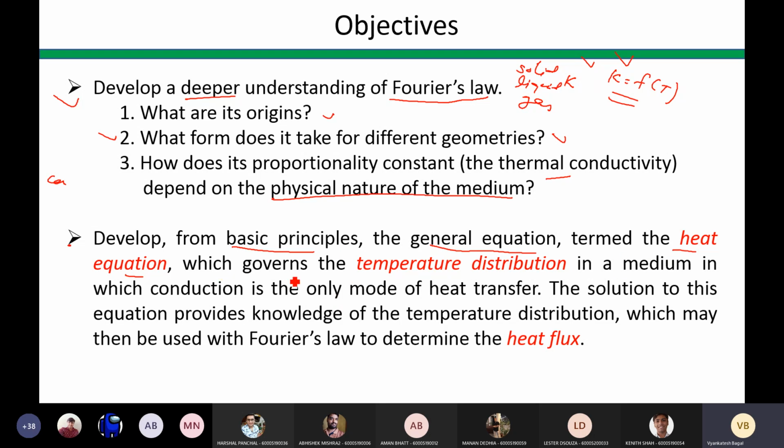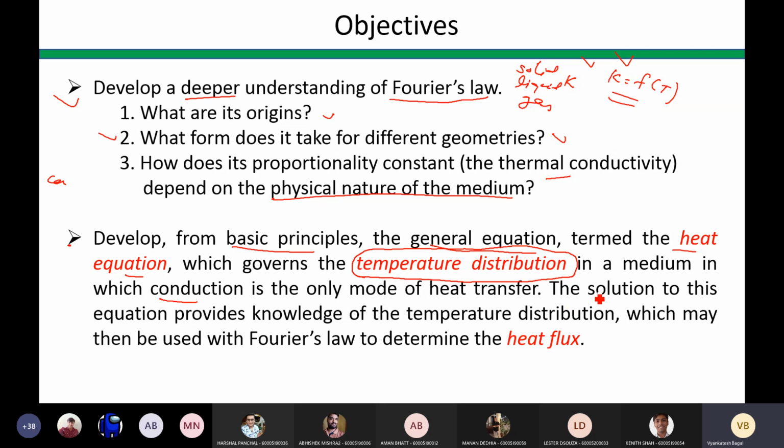So the heat equation which governs the temperature distribution, this part is important. Temperature distribution. That's why it is marked in red. Temperature distribution in a medium in which conduction is the only mode of heat transfer. So we will only talk about the conduction mode of heat transfer hereafter, maybe for the next 4-5 lectures.